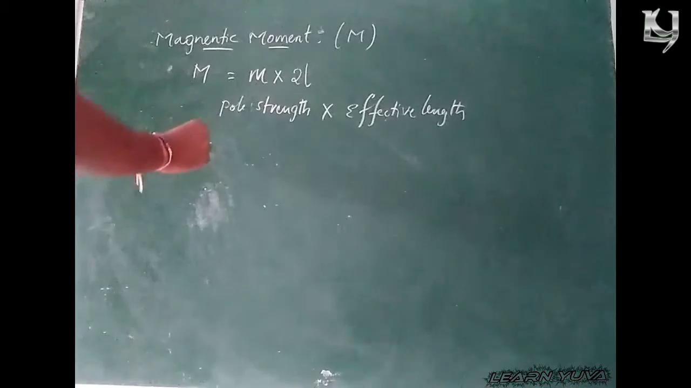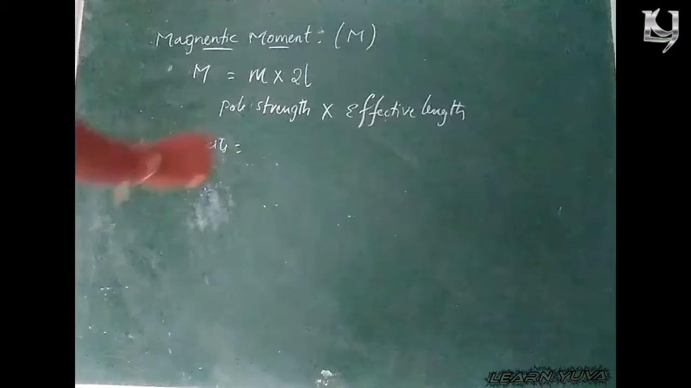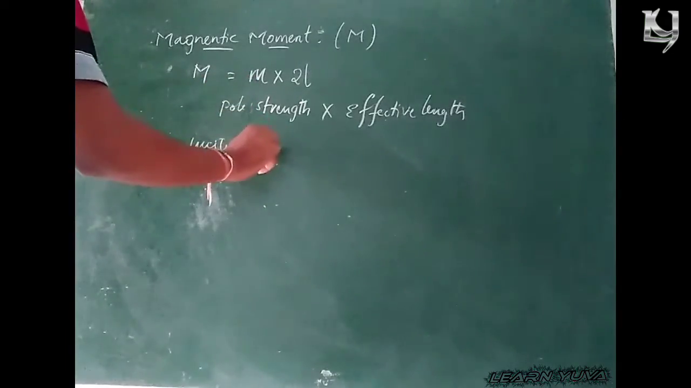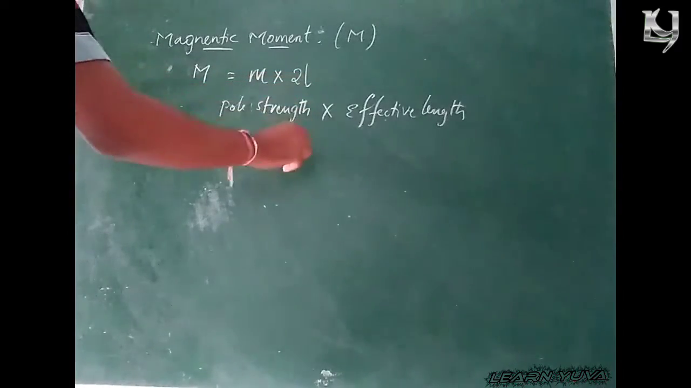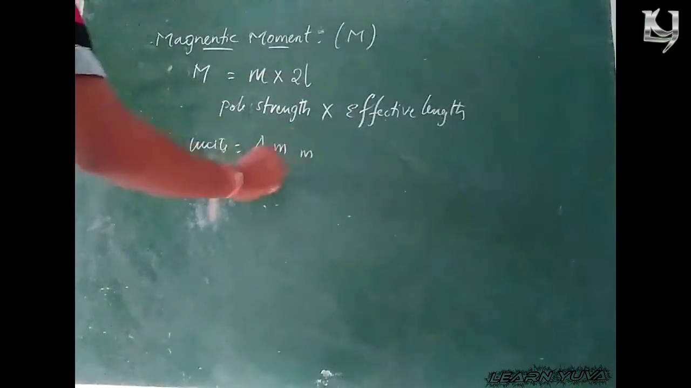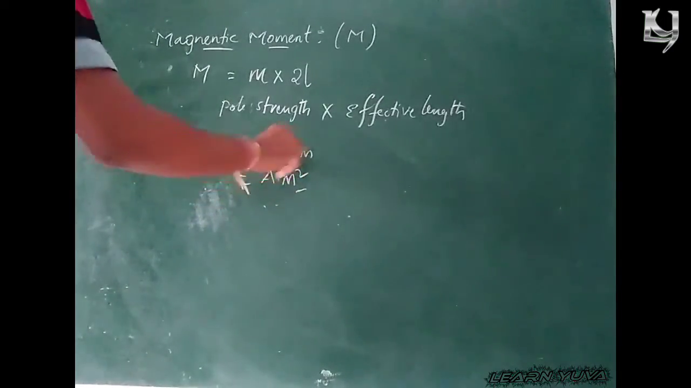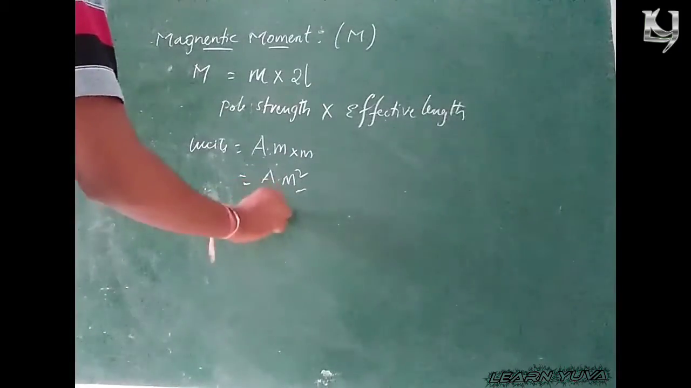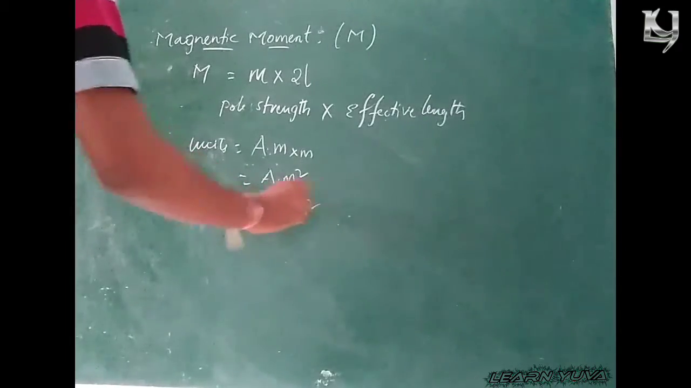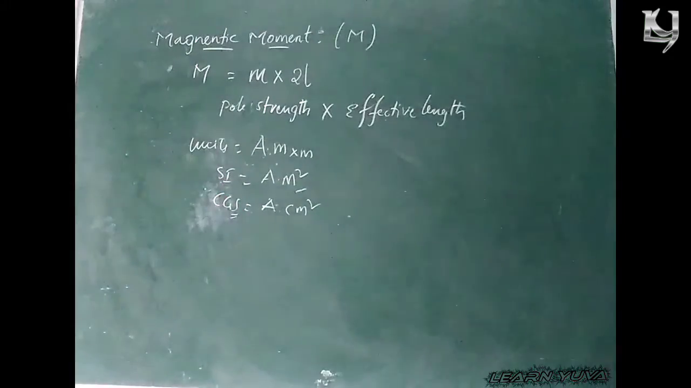Right? So coming to the units, for pole strength it is ampere meter. For length, it is meter. So the unit is ampere meter square. Ampere meter square is the SI unit, and ampere centimeter square is the CGS unit. SI unit is ampere meter square. CGS unit is ampere centimeter square. Clear?